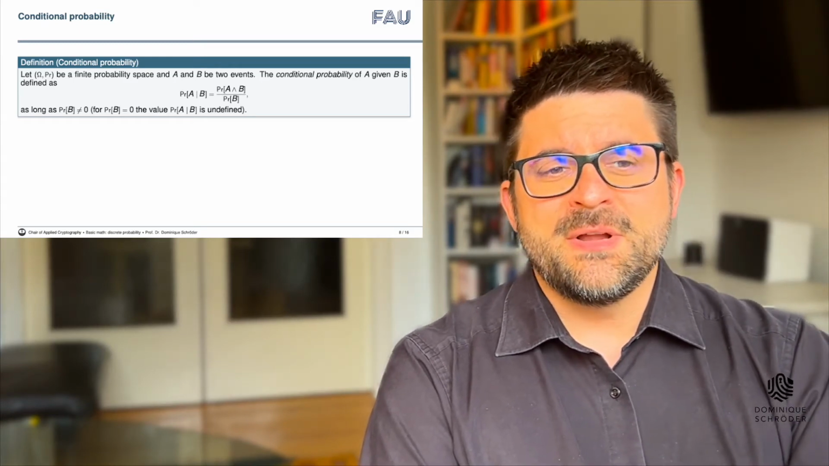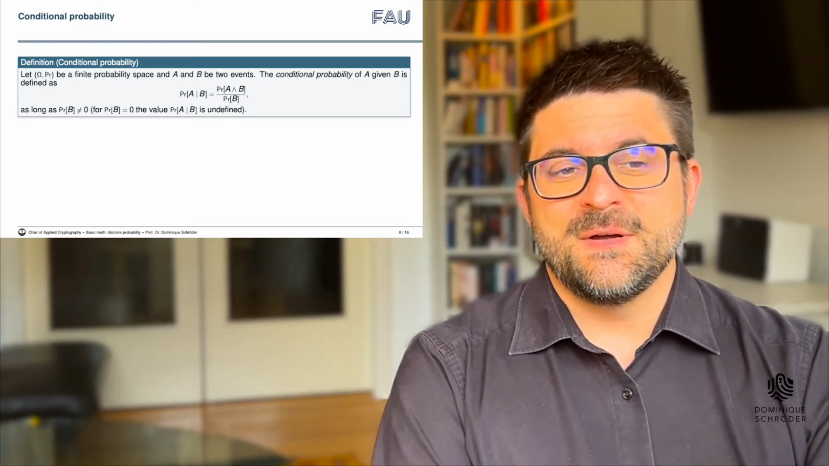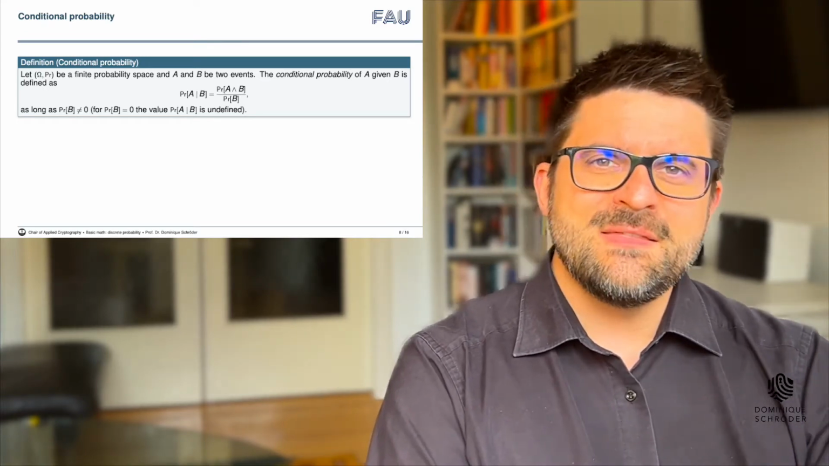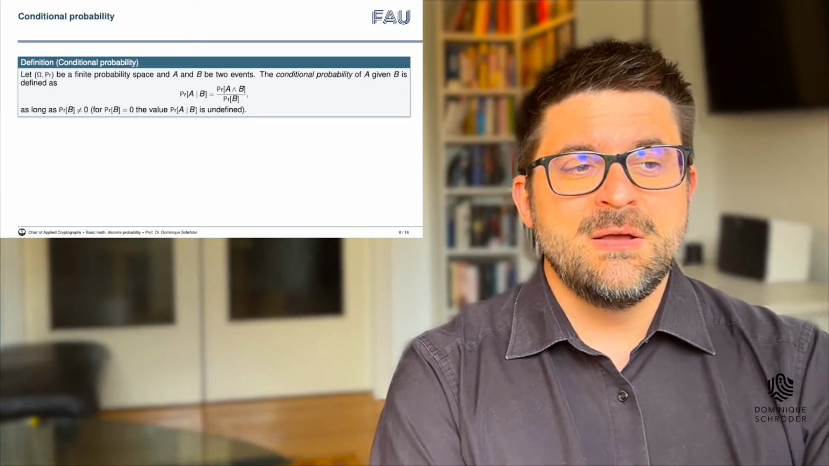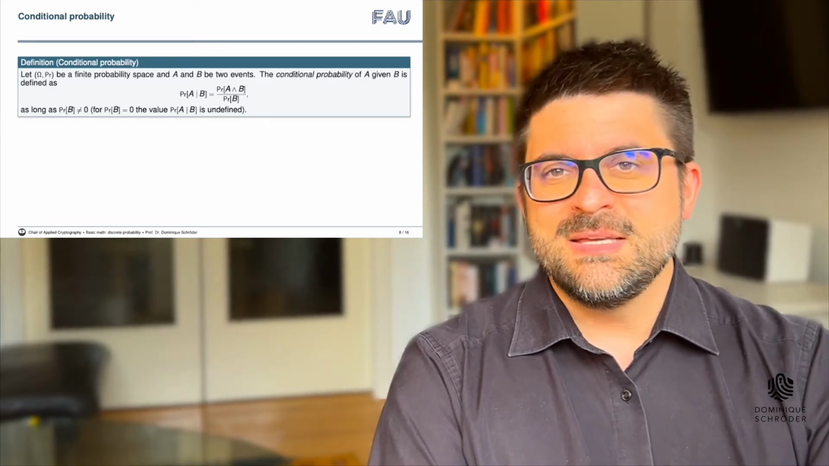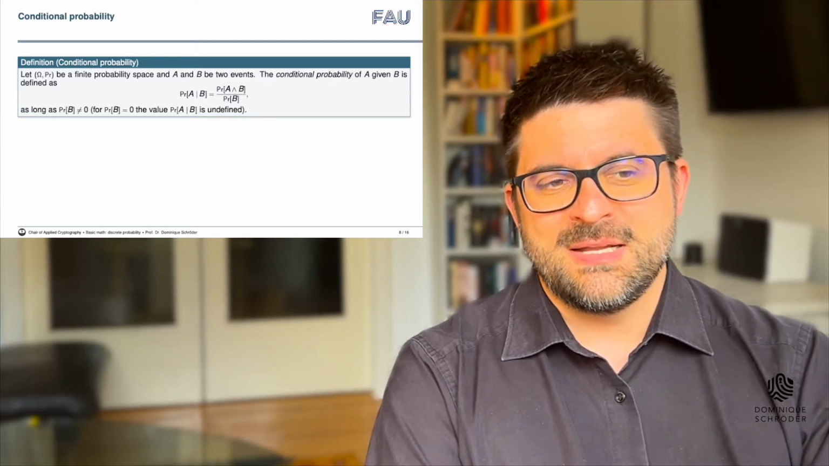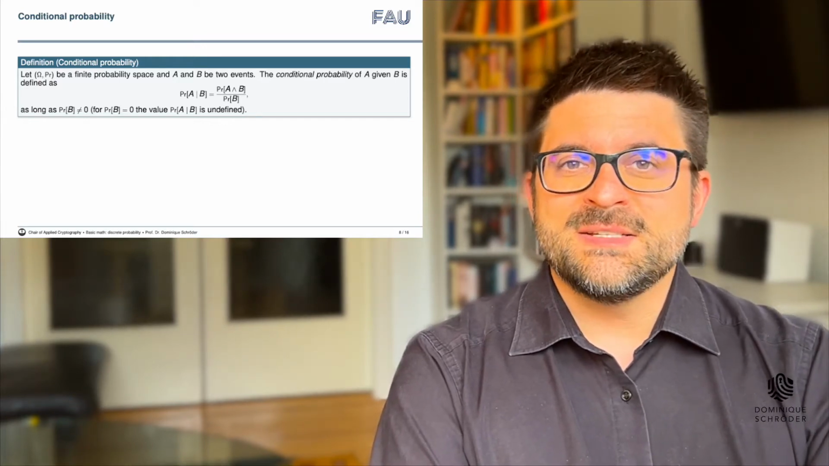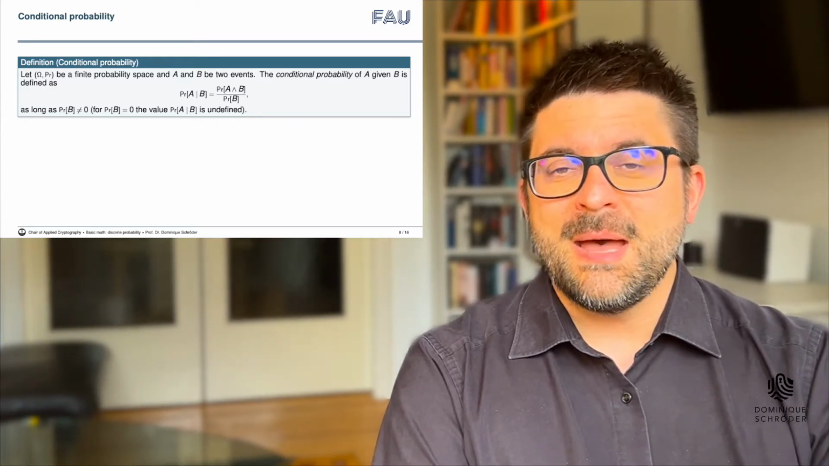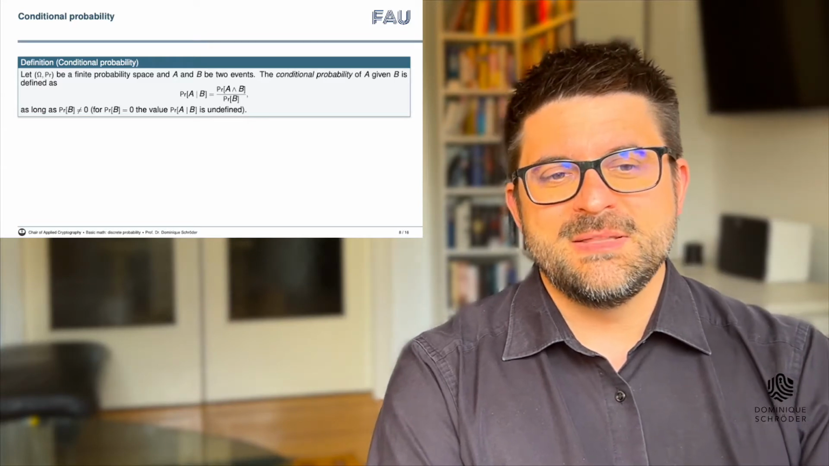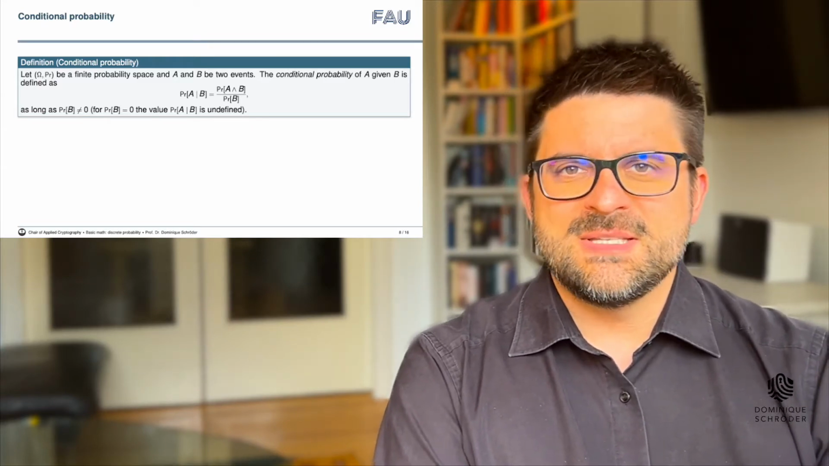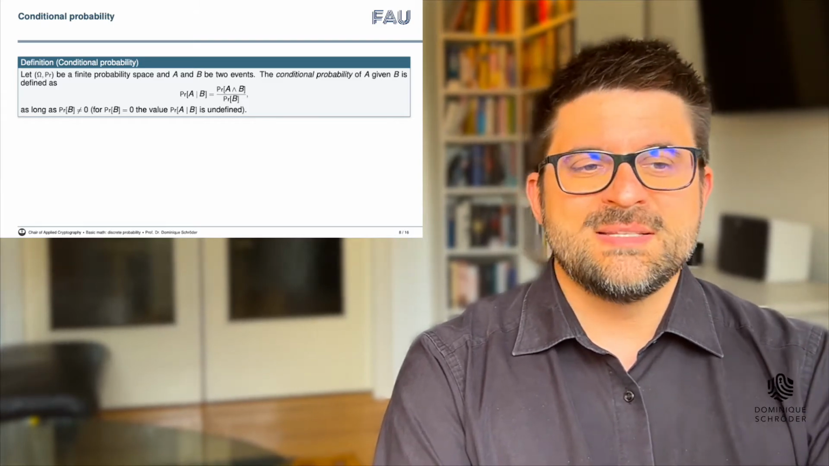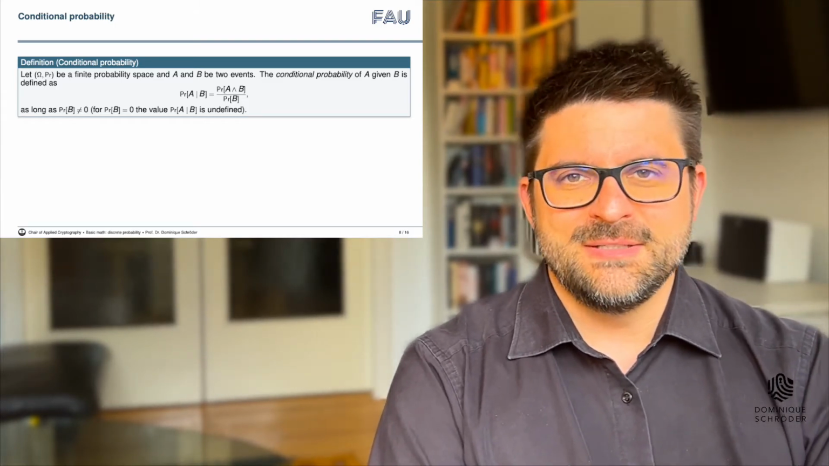We are considering a finite probability space as defined here and two events A and B. Then we say that the conditional probability of A given B is defined as follows, and this is the notation we are using. It is defined as the probability that A and B happen over the probability that B happened. Obviously the probability that B happened cannot be zero, otherwise the value is undefined.